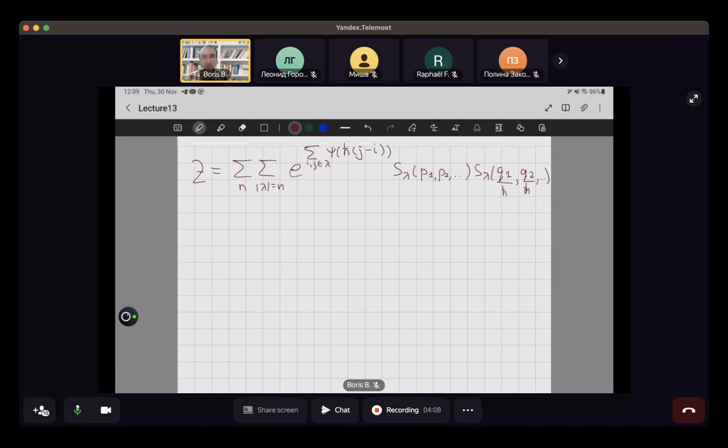Okay, so we have this formula, and we obtain Hurwitz numbers when we specify this psi function and specify the sequence q1, q2, etc. For example, q1 is equal to 1 and all other q's are equal to 0, and if psi of x is equal to x, then we obtain just simple Hurwitz numbers, and in other specializations, we obtain other types of Hurwitz numbers.